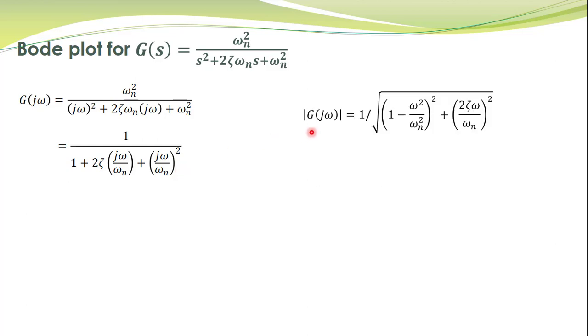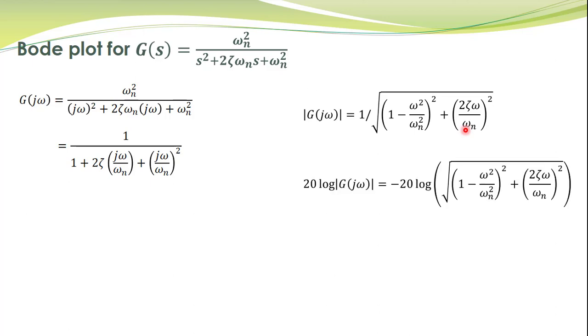The magnitude frequency response is given over here: the magnitude of the numerator divided by the magnitude of the denominator. Since in Bode diagrams we sketch the magnitude in dBs, we shall take the log of this magnitude and multiply it by 20. So 20 log of this magnitude is equal to 20 log 1 minus 20 log of this thing. We have taken the inverse of this thing and therefore the negative sign over here.